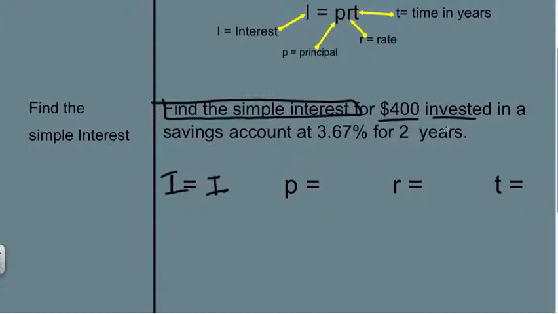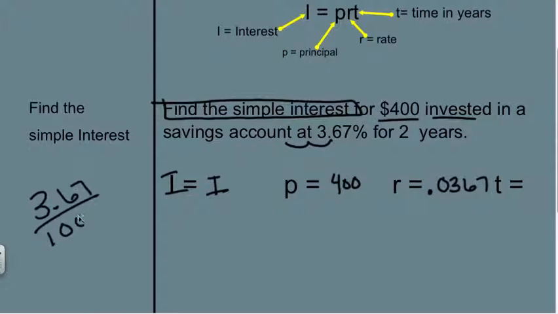$400 invested, that's how much I put in, so this is going to be $400, in a savings account for 3.67%, so my rate is going to be 0.0367. Again, I have to take this percent and turn it into a number. Why do we move it to the left twice? 3.67% would be like 3.67 over 100, we're dividing and it moves over, just in case you forgot.